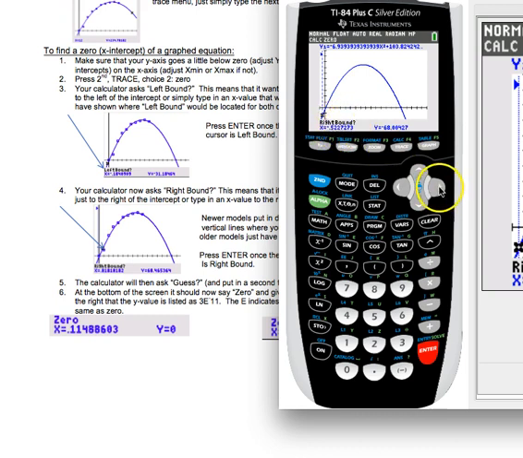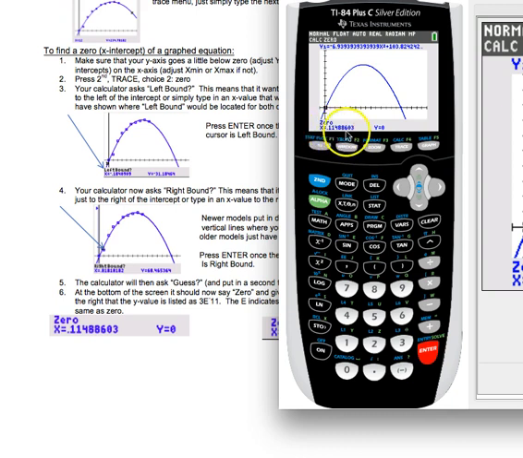Now it says right bound, so that means, okay, move my blinking cursor so that it's to the right, x value wise, of the x-intercept, which this one would be. So press enter. Notice it puts in another line or another arrow. So your intercept should be between those 2 vertical lines or between those 2 arrows. If it's not, again, then you need to go back to the second trace menu and start over. But if it is, then press enter again to tell it to guess.